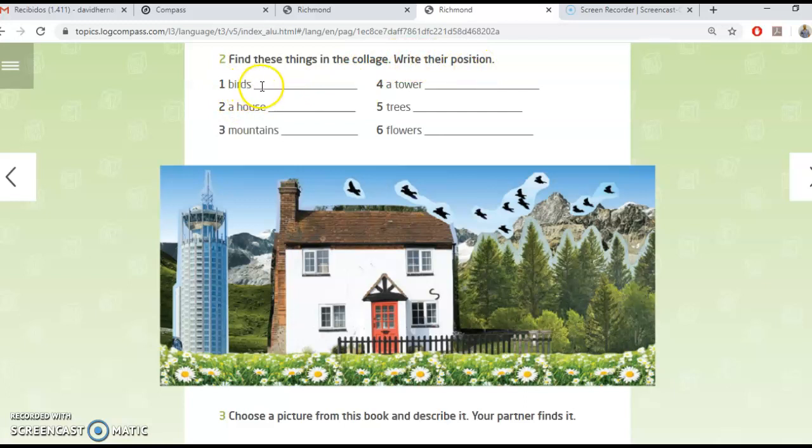Where do you see the birds? Are they on the left, on the right, at the bottom, at the top? Well, let me tell you, the birds here are at the top. Now, if you see the house, where can we say the house is located in the picture? Well, the answer is in the middle or in the center. Then if we see the mountains, according to the explanation that I gave you in the first part of the video, the mountains are in the background.